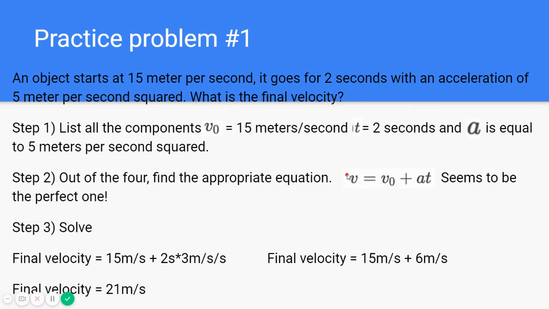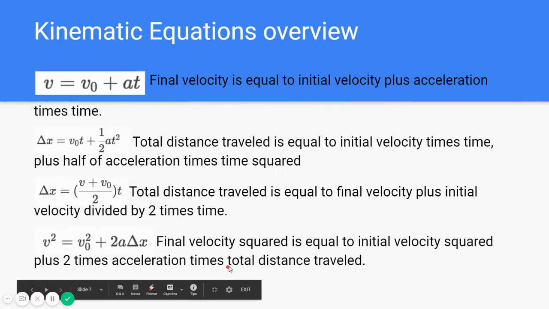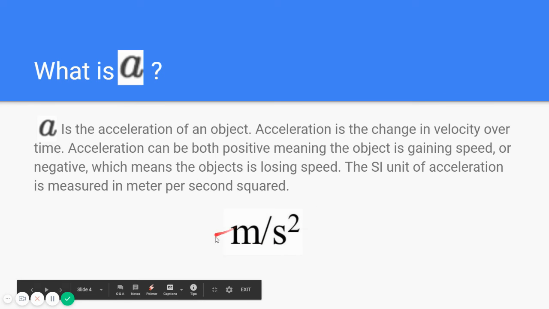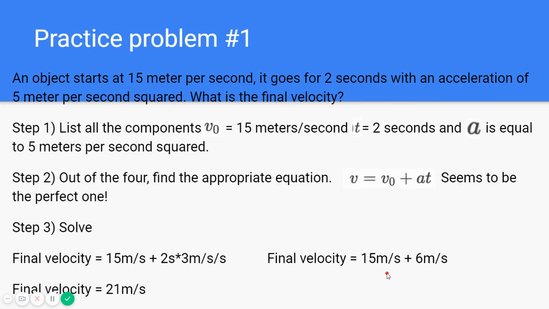Now step 3, solve. So final velocity, so input 15 meters per second over here. So 15 meters per second plus 2 seconds, which is the time, into 5 meters per second per second. So acceleration can be written as this. So it can be written this way, or it can be written as this. It's the same thing. So final velocity is equal to 15 meters per second plus 10 meters per second, which is 25 meters per second.